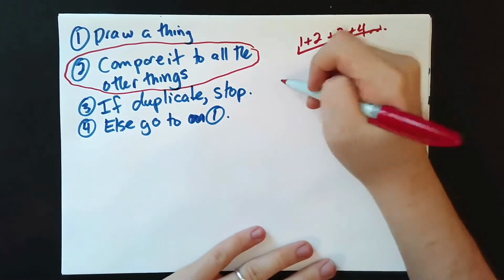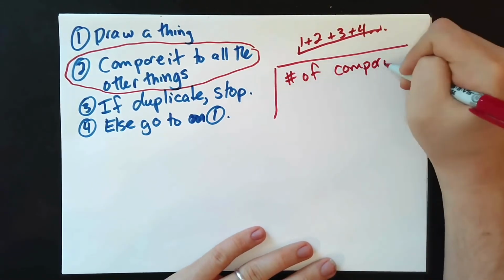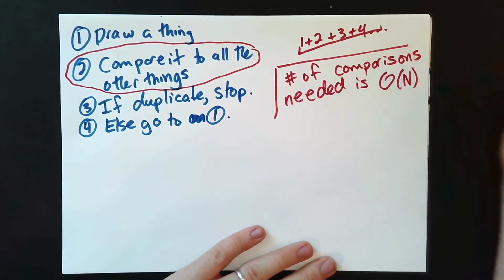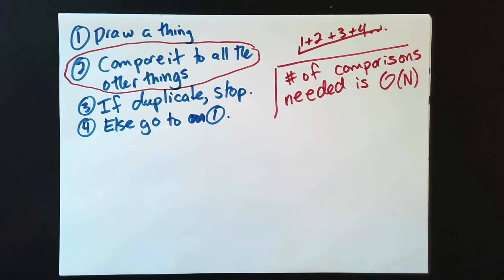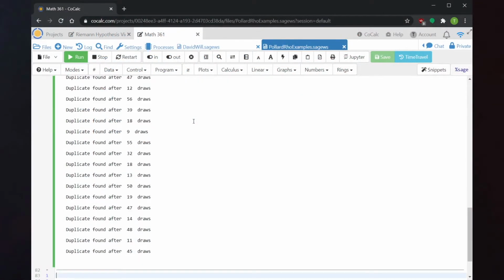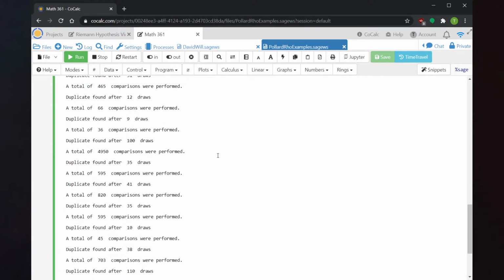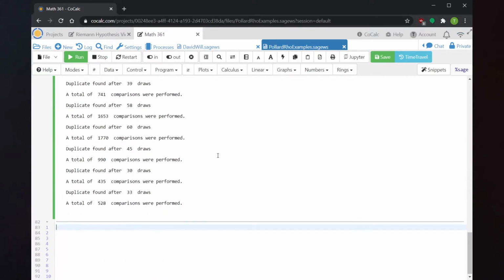So here's the real problem, just summarized. The number of comparisons needed by this procedure is actually O of n, not O of square root of n. In order to demonstrate this, I thought it would be helpful to have the program actually tell you how many comparisons it's actually having to do for each of these runs through the program.